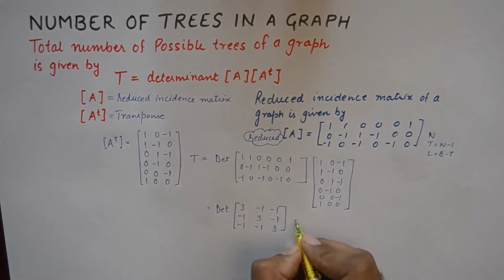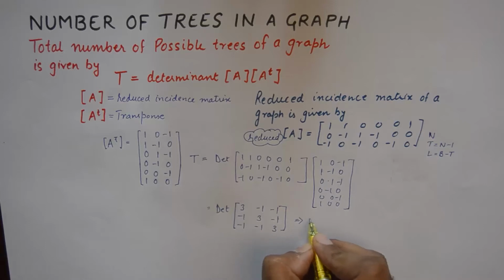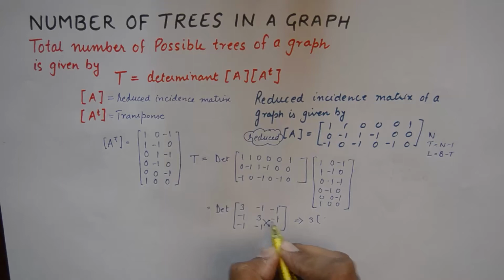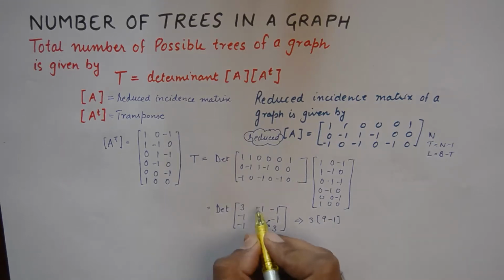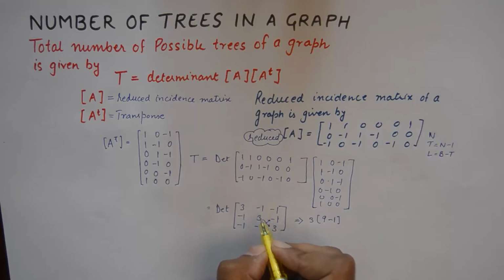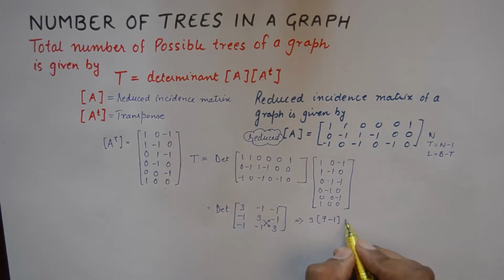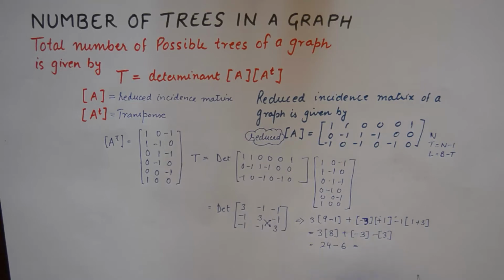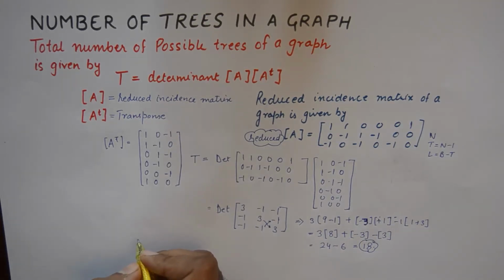And now finding the determinant is pretty easy. 3 into this and minus this, 9 minus 1, then I get to the next part. So calculating the determinant, we get 18, so the number of possible trees are 18.